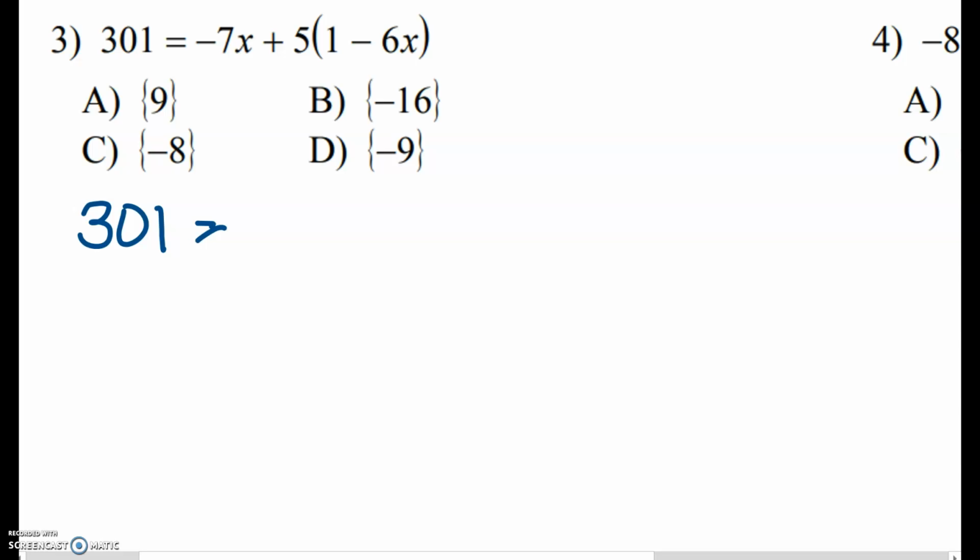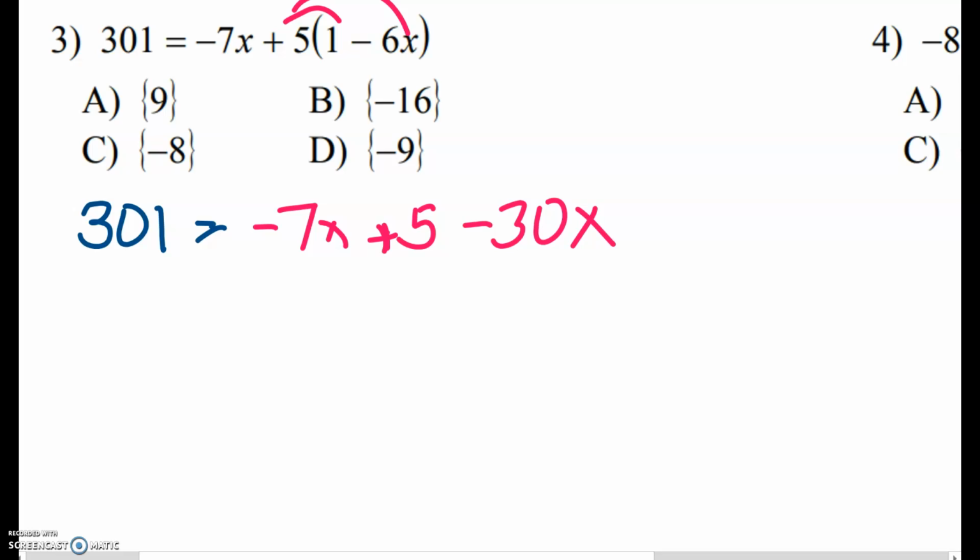Over here, we can't add those together because they're not like terms. Also, whenever we see a number in front of a parentheses, that stands for multiplication, so we have to multiply before we would add anyway. So let's first distribute our positive 5. Negative 7x, positive 5 times 1 would equal positive 5, and then positive 5 times negative 6 makes negative 30x.